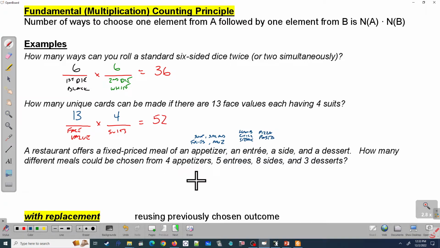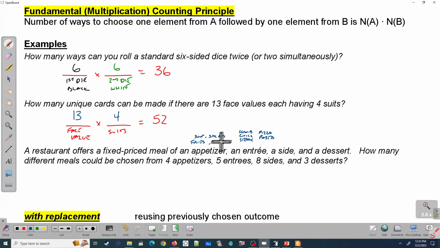And so if I was trying to figure out all the ways I could order those 2 things, I would have to go soup, hamburger, soup, chicken, soup, steak, soup, pizza, soup, pasta. And there's 5 choices. Then I'd go salad, hamburger, salad, chicken, salad, steak, salad, pizza, salad, pasta. Now we're up to 10 choices. Fries, hamburger, fries, chicken, fries, steak, fries, pizza, fries, pasta. There's another 5 more, 15.